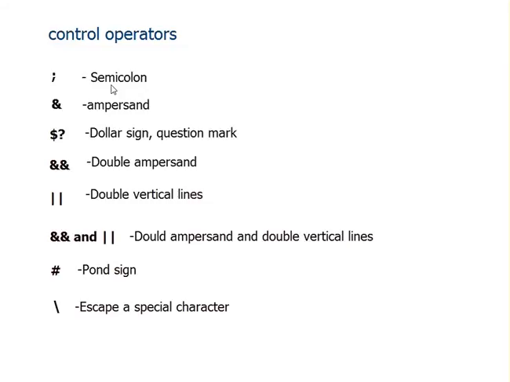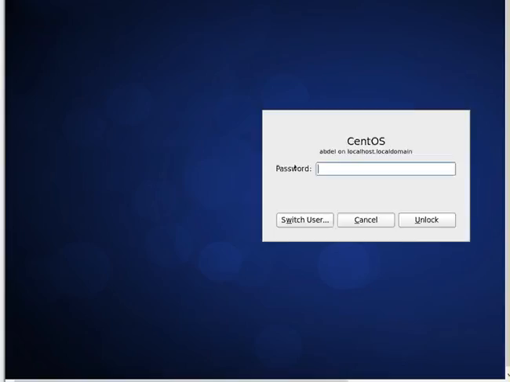Actually, the first control operator is the semicolon. Using a semicolon, you can separate commands from each other. You can execute a couple of commands, or multiple commands, simultaneously by separating them with a semicolon, right? So let's check a couple of examples about how to use the semicolon in a Linux operating system.